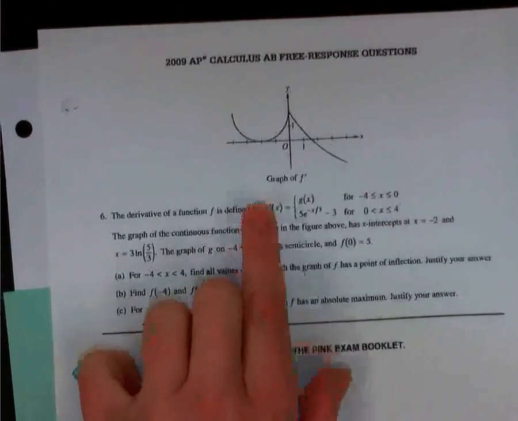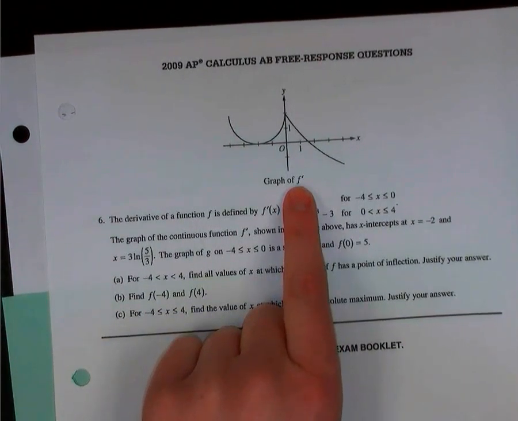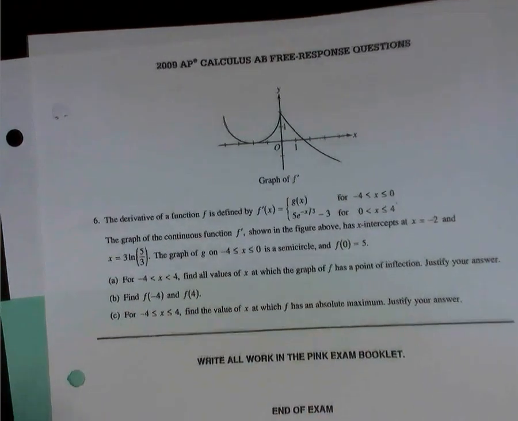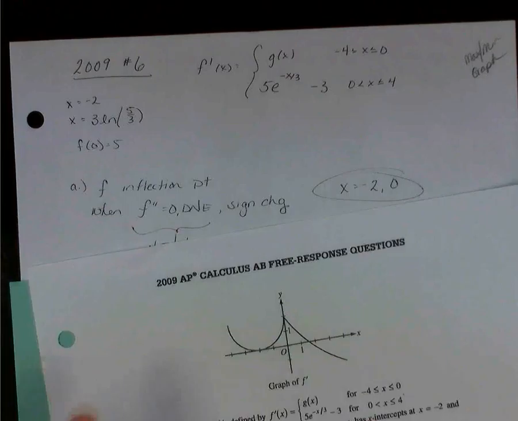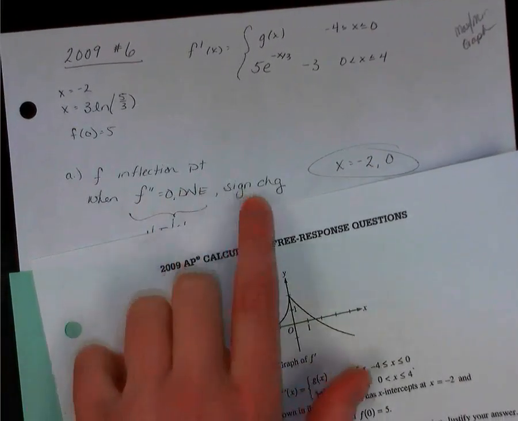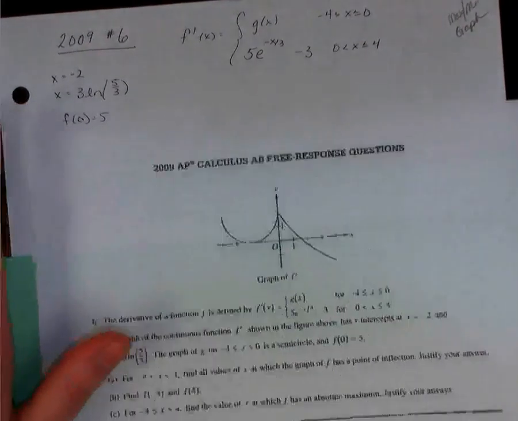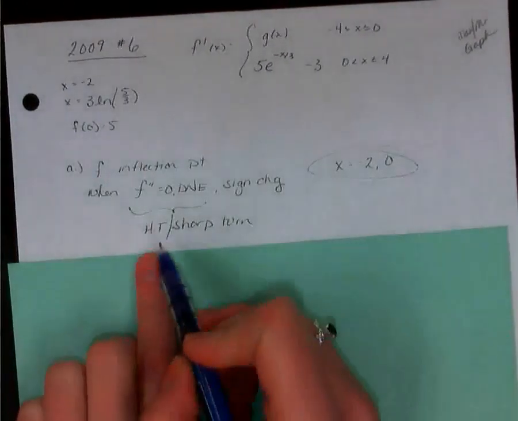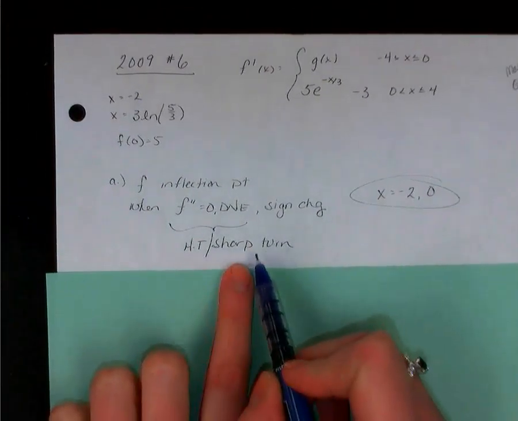Keep in mind, you have the graph of f prime. I want to know, when does f have a point of inflection? So let's justify. F has an inflection point when f double prime is 0 or DNE and has a sign change. Now, if I'm looking at f prime, I need to go up a derivative. Therefore, I'm looking at horizontal tangents and sharp turns.